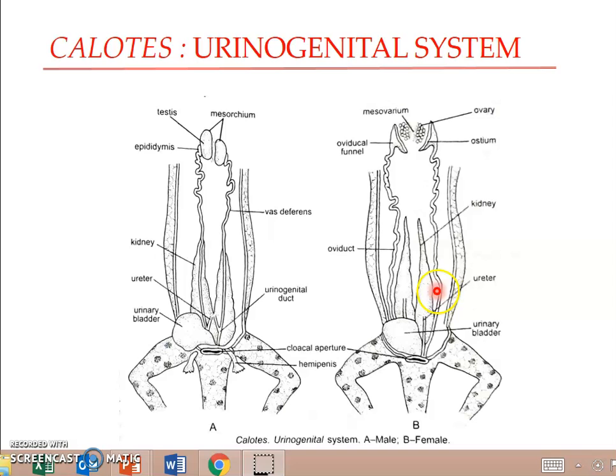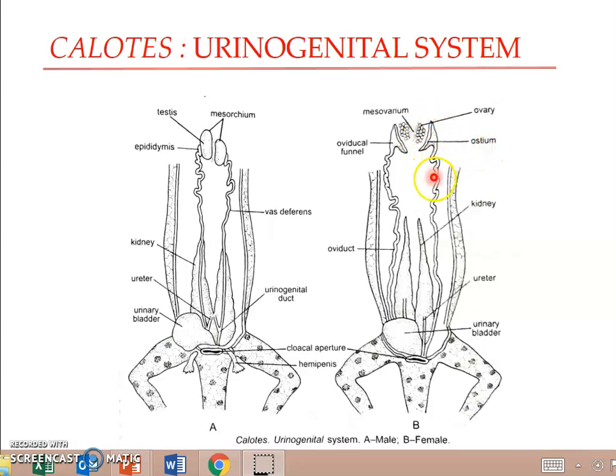When we look into the female reproductive system, it is composed of a pair of ovaries, and these ovaries are attached to the dorsal abdominal wall by a fold of peritoneum which is known as the mesovarium. It is a fold of peritoneum which attaches the ovaries with the dorsal abdominal wall. The ovary is associated with an oviduct on its side. Each oviduct has a broad funnel-shaped area known as the oviductal funnel, and the opening of the oviductal funnel is referred to as the ostium.